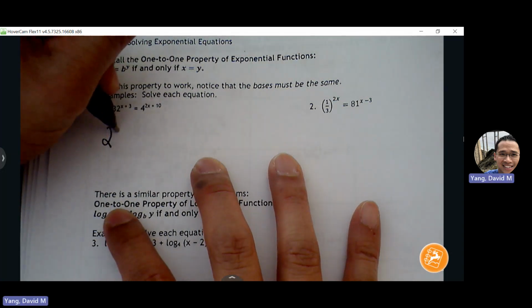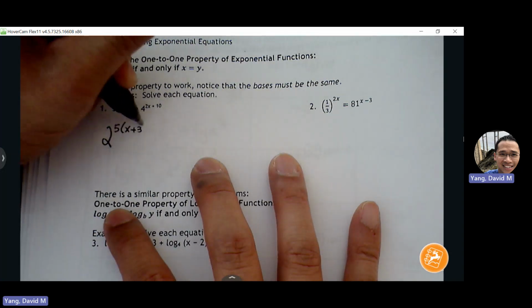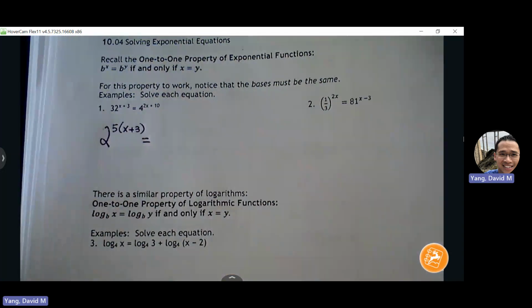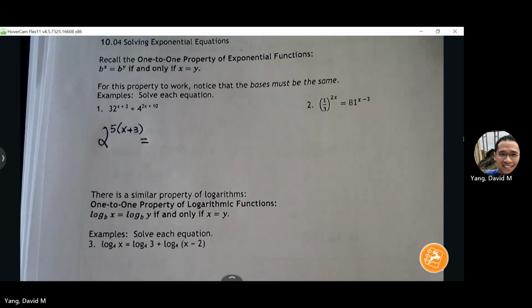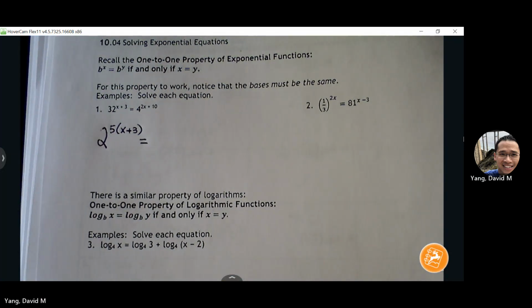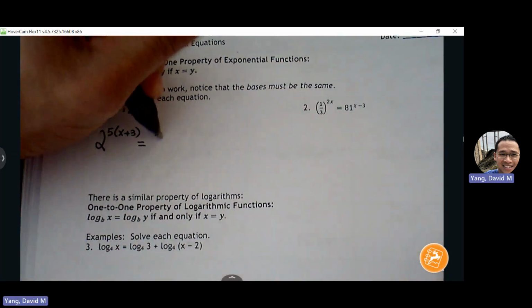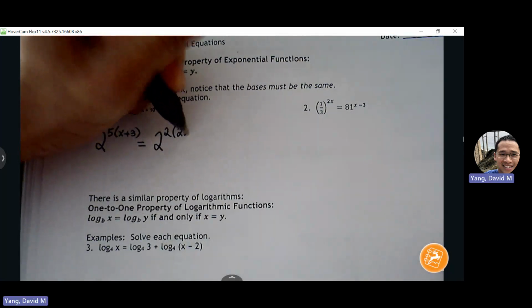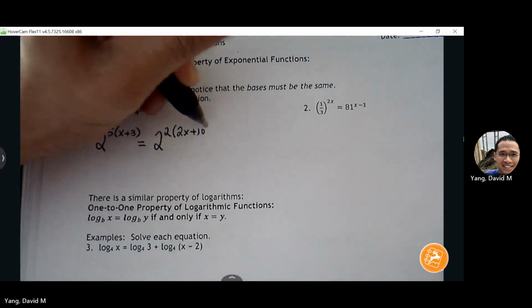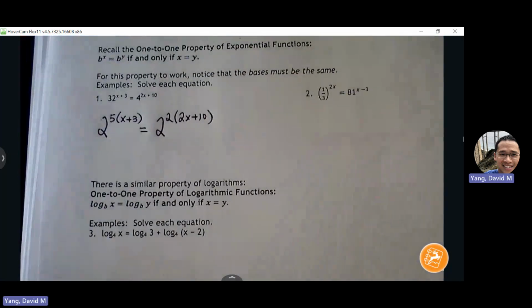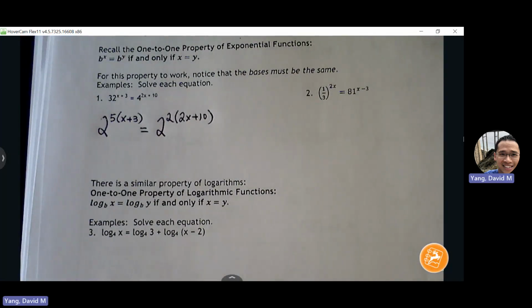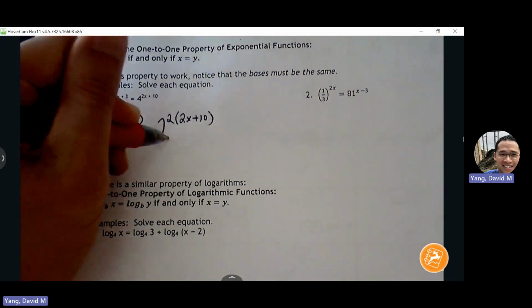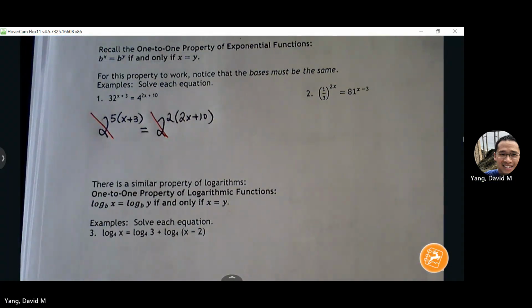So I'll replace 32 with 2 to the fifth, and then I'm going to keep all the exponent that is on my original left side. 4 can be written as what? 2 to the second. So replace 4 with 2 to the second, and then write out your remaining exponent. Now the 2's can be removed, and I'm just focusing my attention on solving that equation.